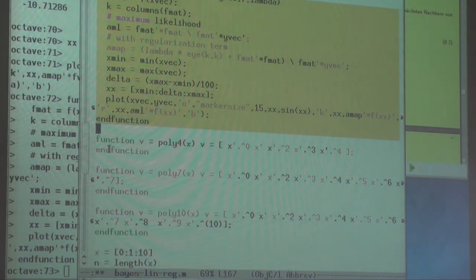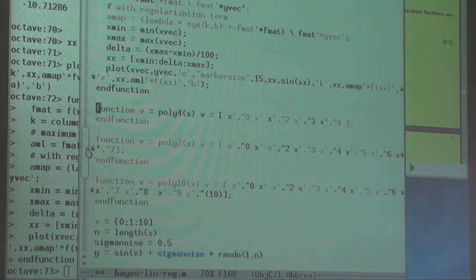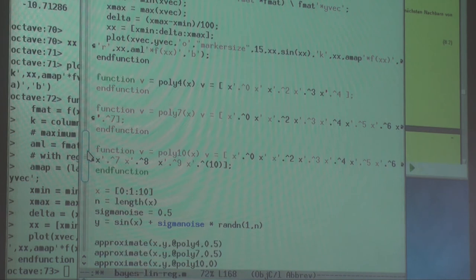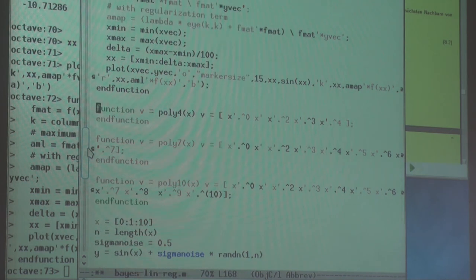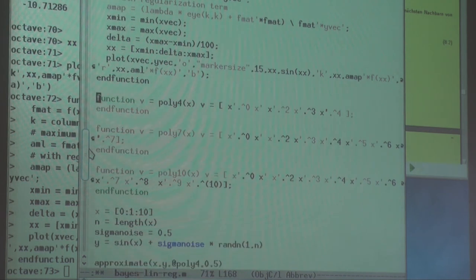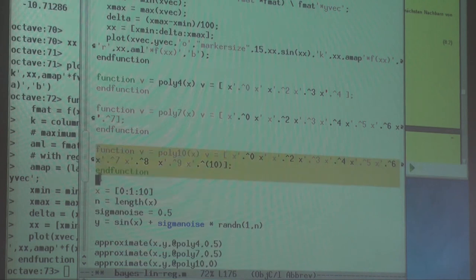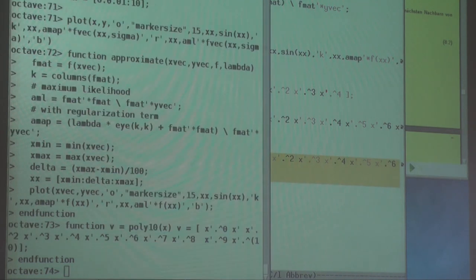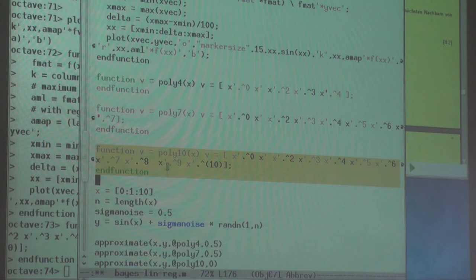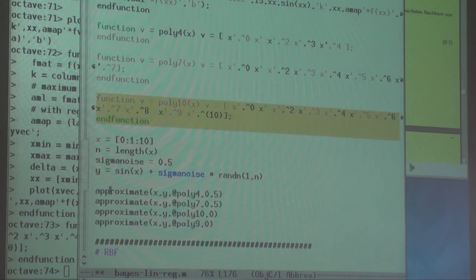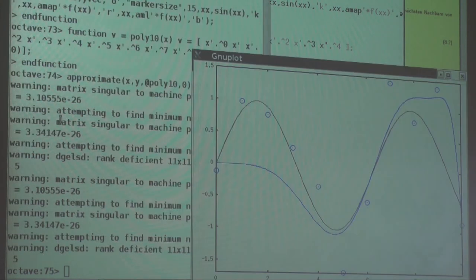Okay, and now we use a polynomial of degree 10. Okay, that's a polynomial of degree 10. And now we do this. Approximate x, y, and that's what you get.